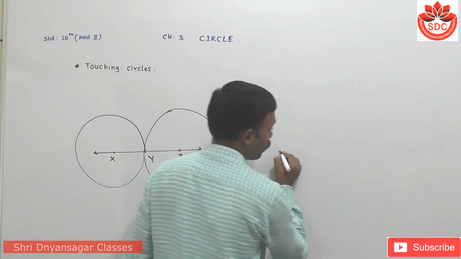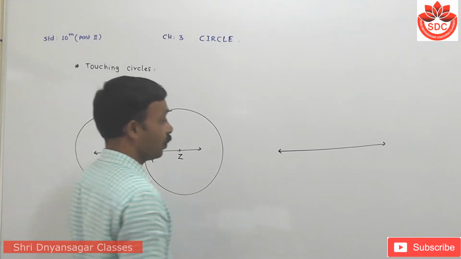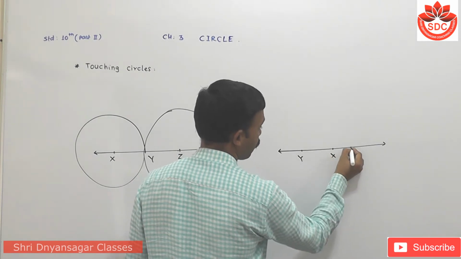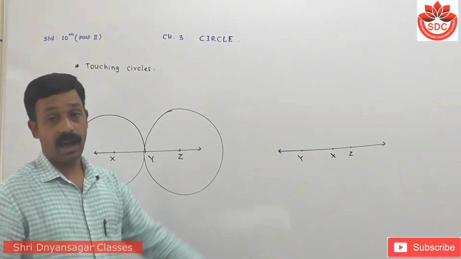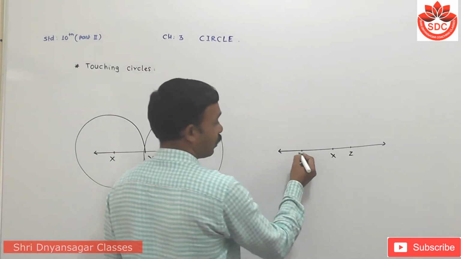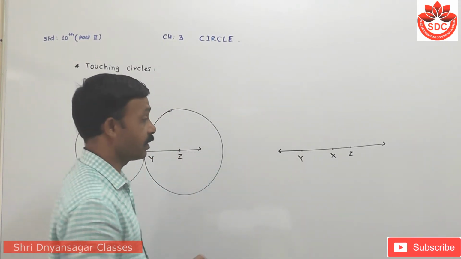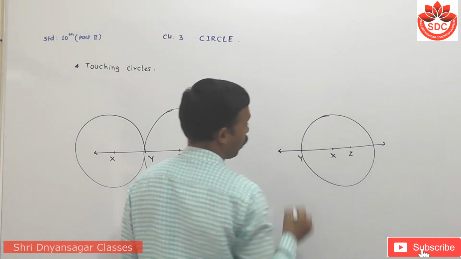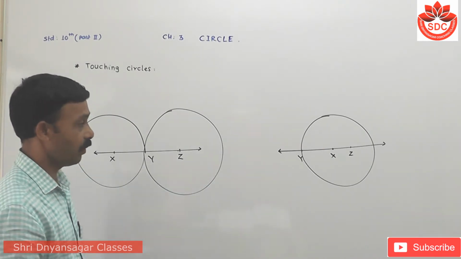Similarly, suppose you draw other circles taking X, Y, Z as collinear points. Suppose here is the point Y, here is X and here is Z. That means X, Y, Z are collinear points. Suppose you take X as the center and XY as the radius, then suppose this is the circle passing through the point Y.